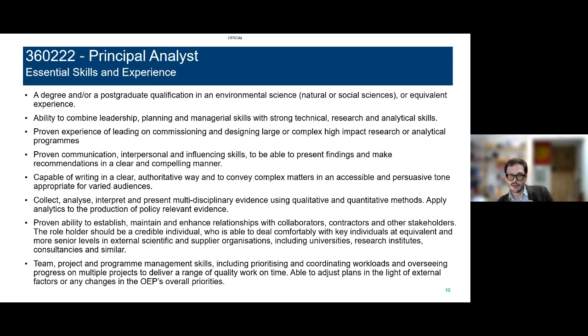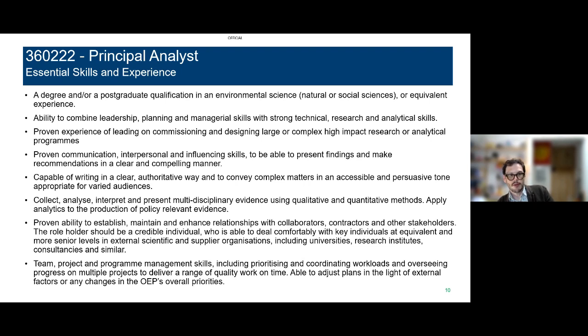We're looking for candidates who are able to clearly articulate, in a clear and authoritative way, the complex analysis that we do, in a way that can be turned into policy relevant evidence. So experience of that is a key thing to be able to demonstrate.